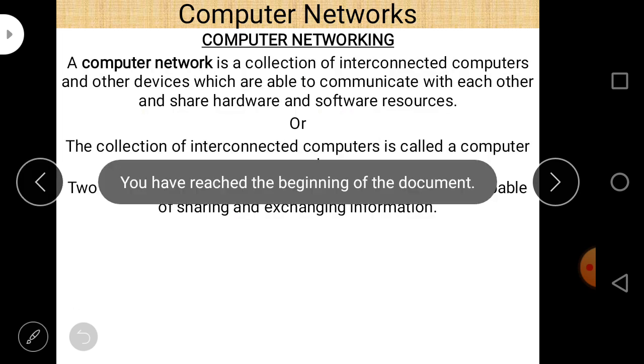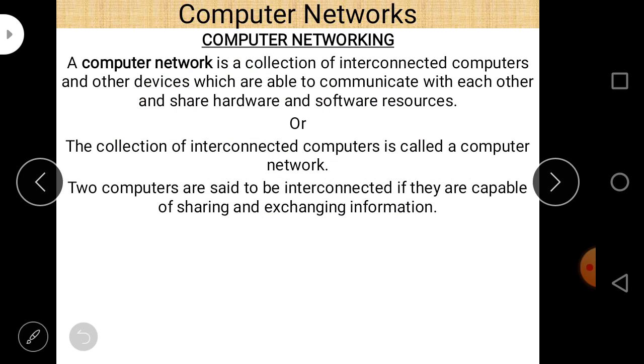First of all, computer network. So what is computer network? Computer network is a collection of interconnected computers. And what is the meaning of interconnected computer? The collection of interconnected computers is also called a computer network. And two computers are said to be interconnected if they are capable of sharing and exchanging information.